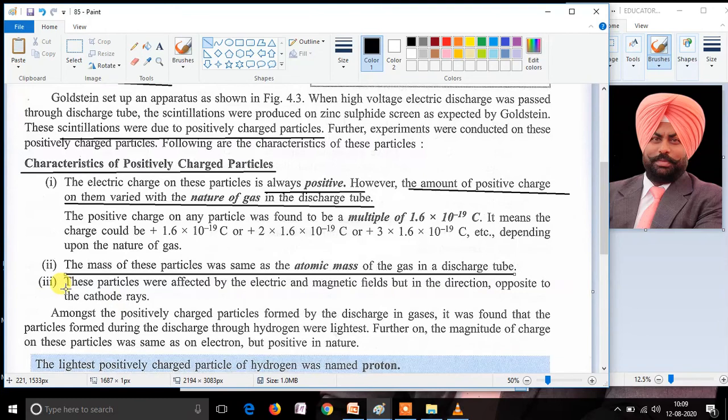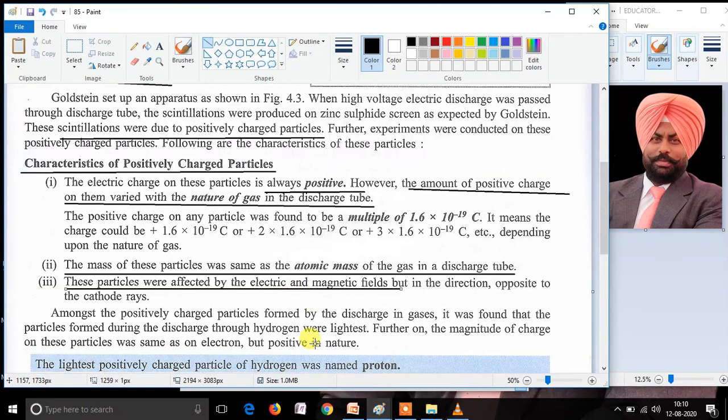The third characteristic says that these particles were affected by electric and magnetic fields. It means if an electric field or magnetic field is placed around the discharge tube, these particles get deflected.